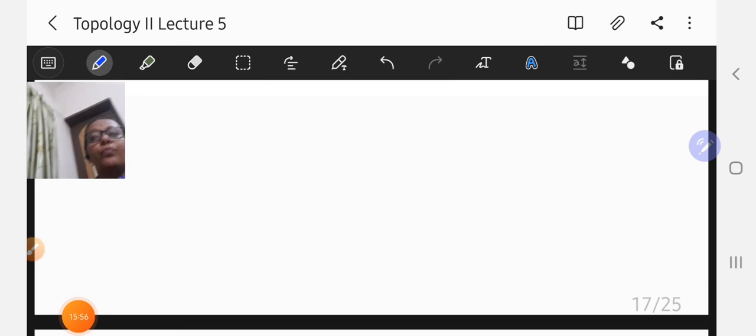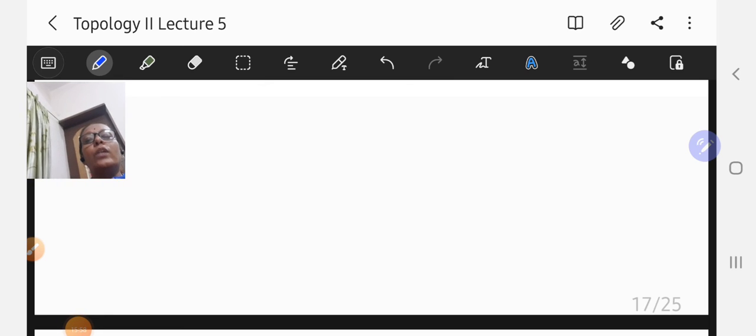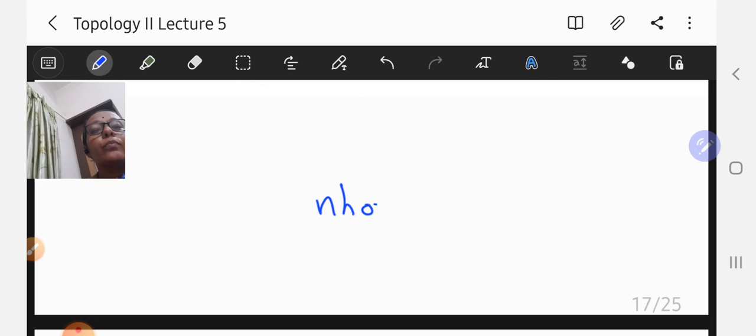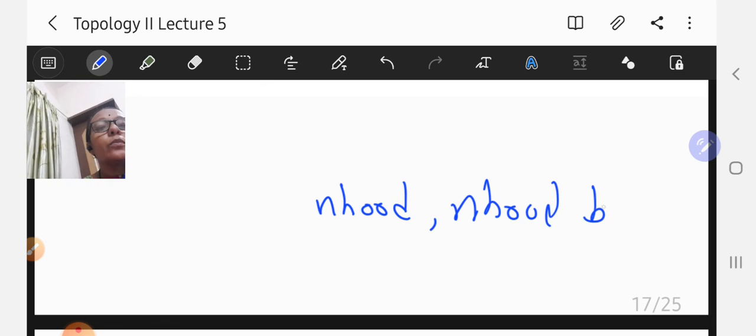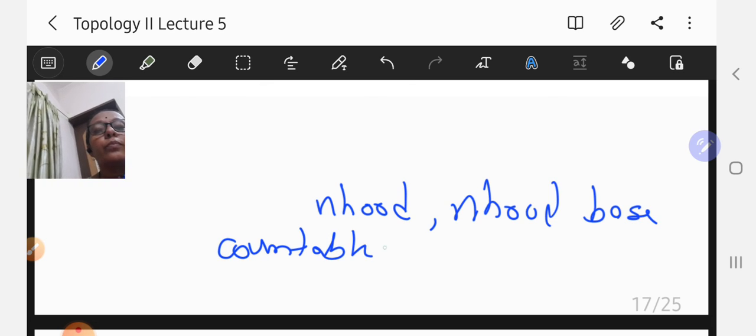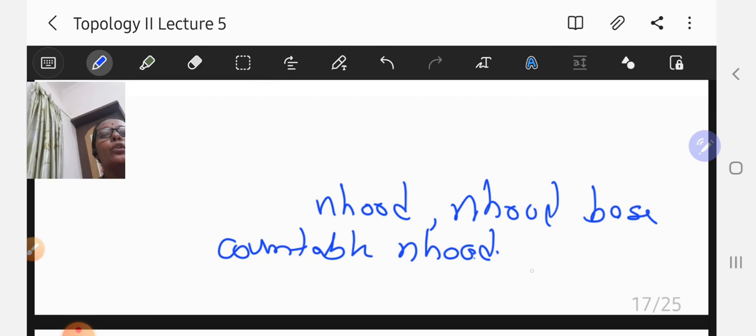Now in the next lecture we will see definitions related to neighborhood, neighborhood base, countable neighborhood, and countable neighborhood base.